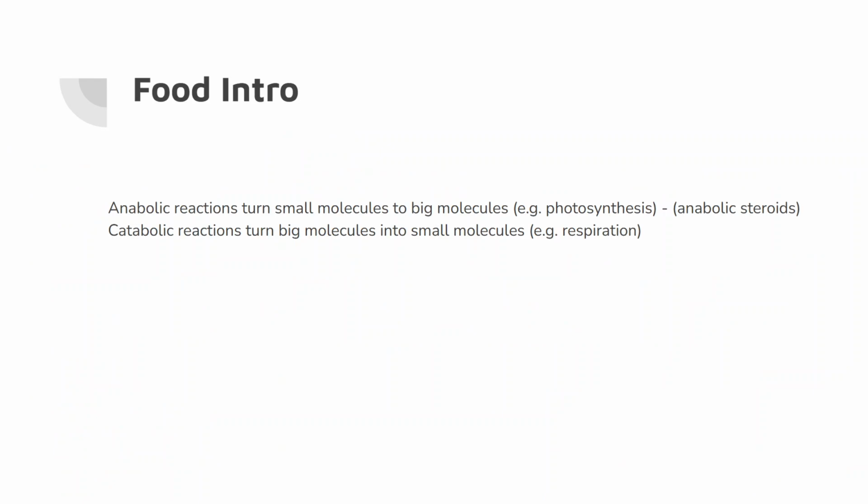So moving on to food, introduction to food. Anabolic reactions turn small molecules to big molecules. For example, photosynthesis. I like to think of anabolic steroids, how they make your muscles grow. Anabolic means small to big. Catabolic means that big molecules are being broken down into small molecules, like respiration. Don't worry too much about these, they're going to be covered in other units.